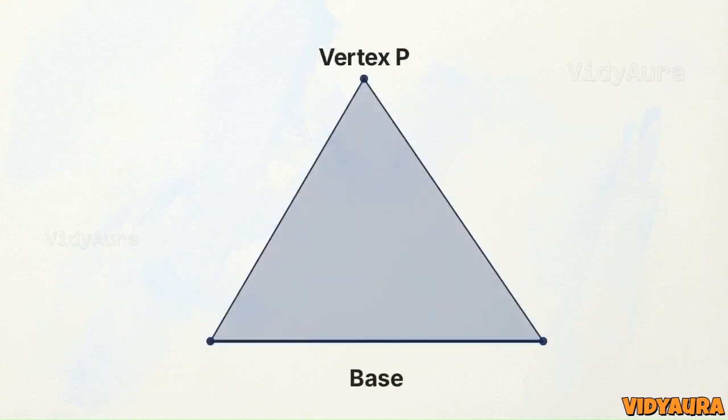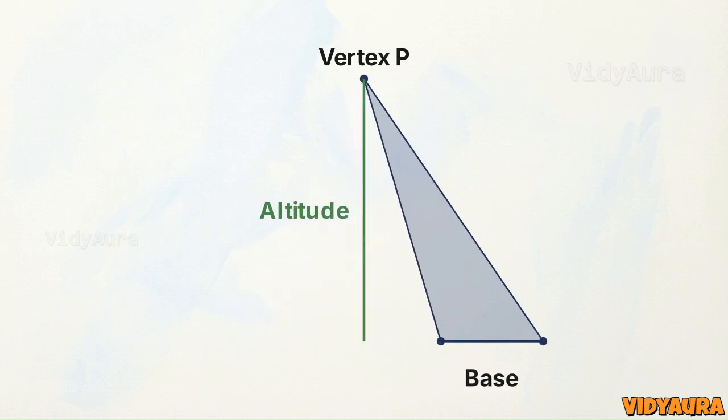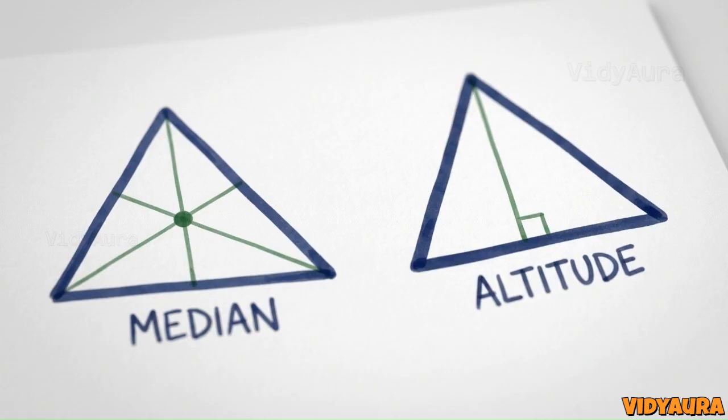To measure height, we use an altitude. It's a perpendicular line dropped from a vertex, striking the opposite side at exactly 90 degrees. In an obtuse triangle, this altitude falls outside. You must extend the baseline until it meets the altitude. Distinguishing between the median and the altitude is the first step in correctly identifying the dimensions needed for area calculations.